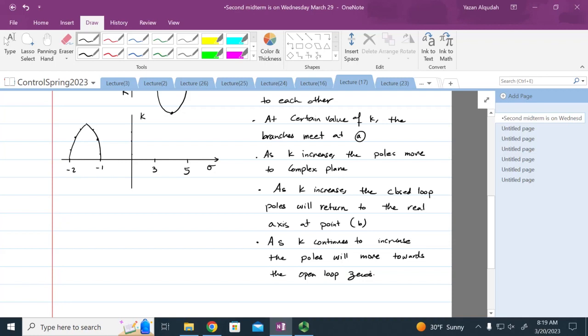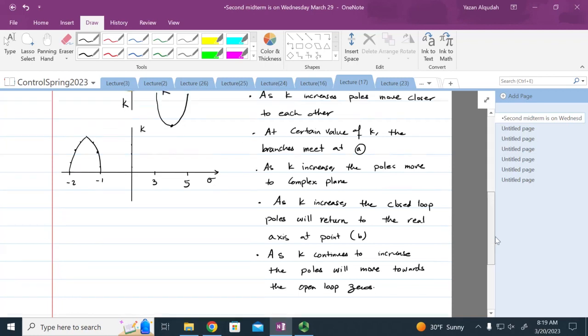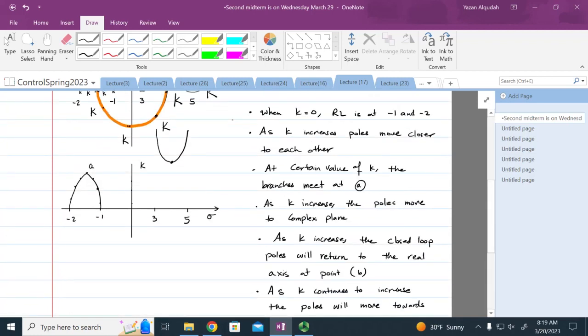Together? Is anybody confused when I say as k continues to increase, the poles will move towards the open loop zeros? What poles are we referring to? 3 and 5. What poles of what system are we referring to when we say the poles will move towards the open loop zeros? The closed loop. The closed loop poles are going to move towards the open loop zeros. Okay. So therefore, in this graph, we have this point here that is A, and we have this point here that is B. Now, how do we find the point A and B?